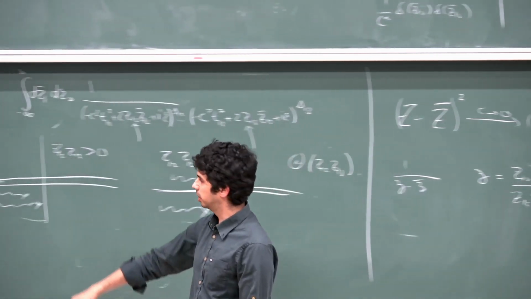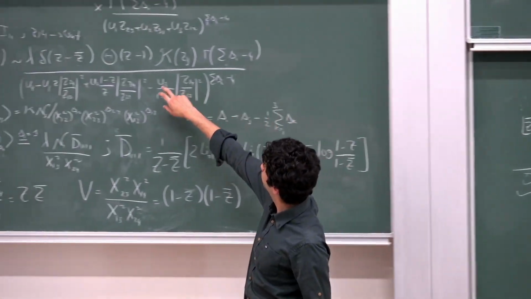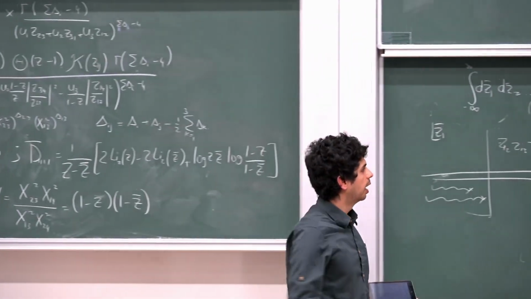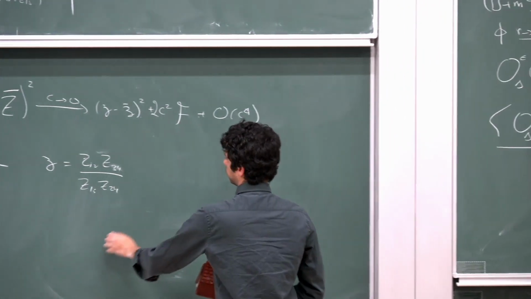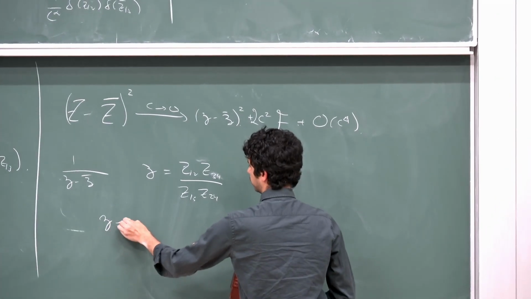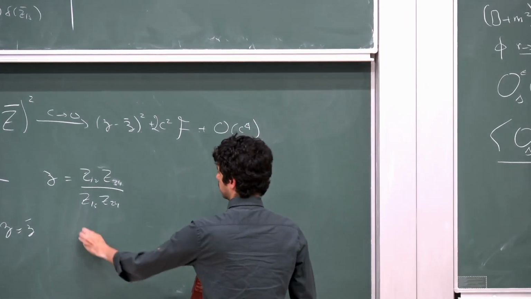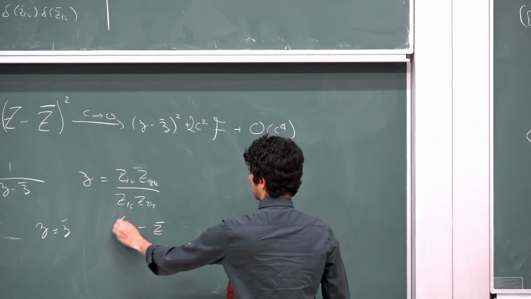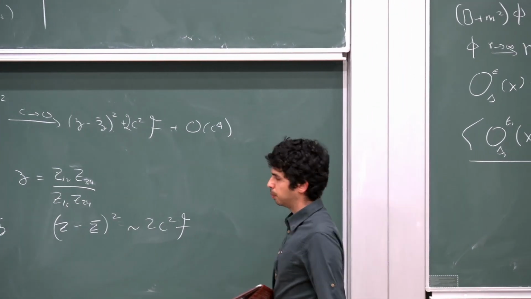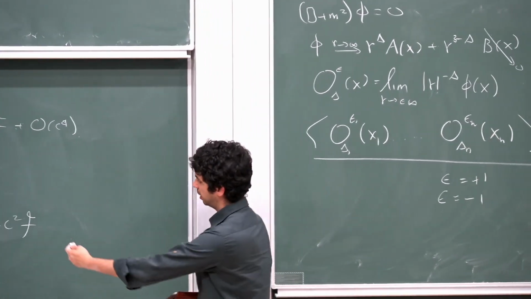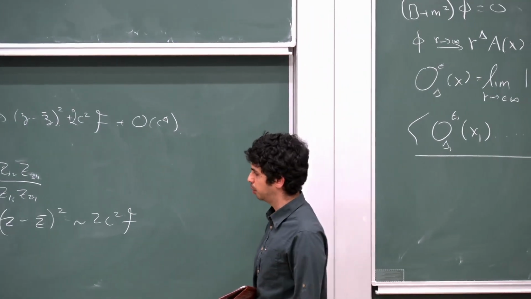But that's not what you want. What we want is a delta function in Z minus Z bar. But the same logic works here. If I look specifically at the kinematic configuration where Z is equal to Z bar, Z minus Z bar squared now behaves like 2C squared F. And 1 over Z minus Z bar has an enhanced behavior in this limit.